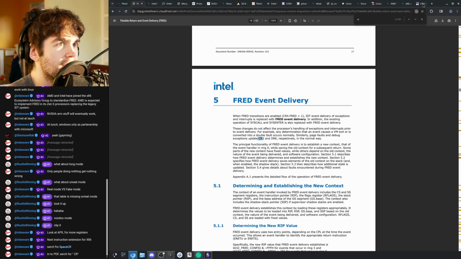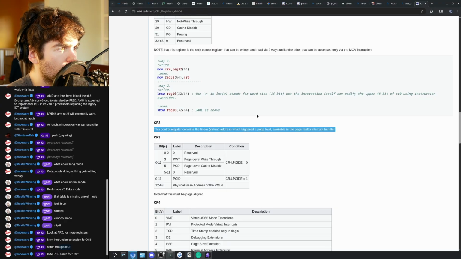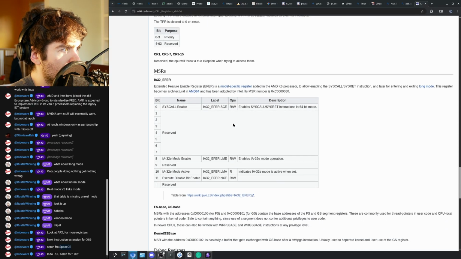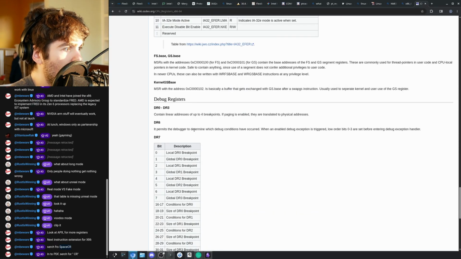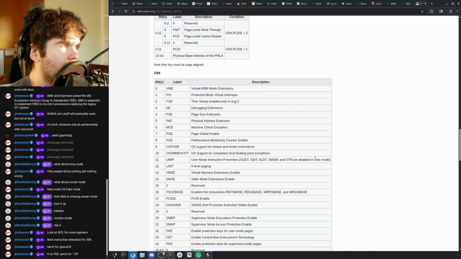CR2 and DR6. CR2 control register contains a linear address which triggers a page fault. Okay. And DR6 permits a debugger to determine which debug conditions have occurred. When an enabled debug exception is triggered, low order bits 0 to 3 are set before entering the debug exception handler. Okay, not bad, not bad. Look at all those things.